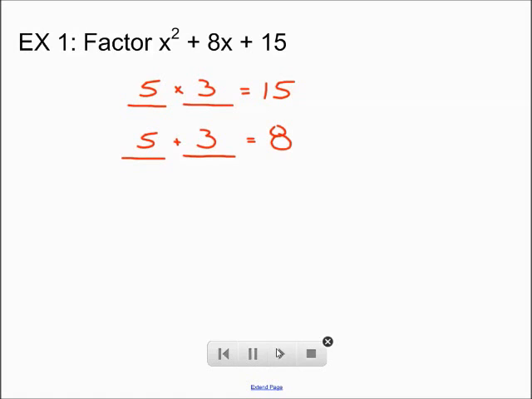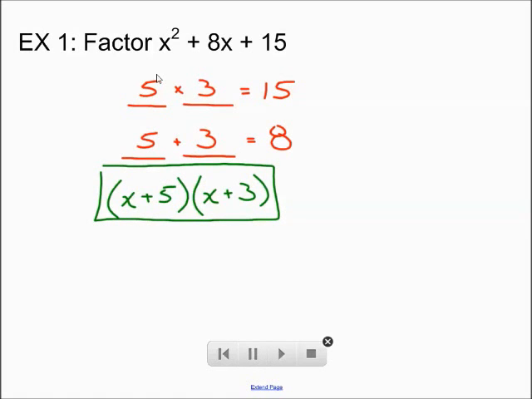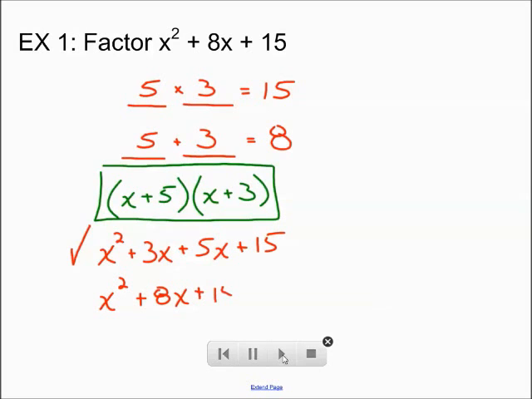Now we're ready to factor this trinomial. x plus 5 times x plus 3 is the factorization of the original trinomial. And we can check this answer too by multiplying the polynomials. x times x is x squared, x times 3 is 3x, 5 times x is 5x, and 5 times 3 is 15. When you combine like terms, we're left with the original trinomial.